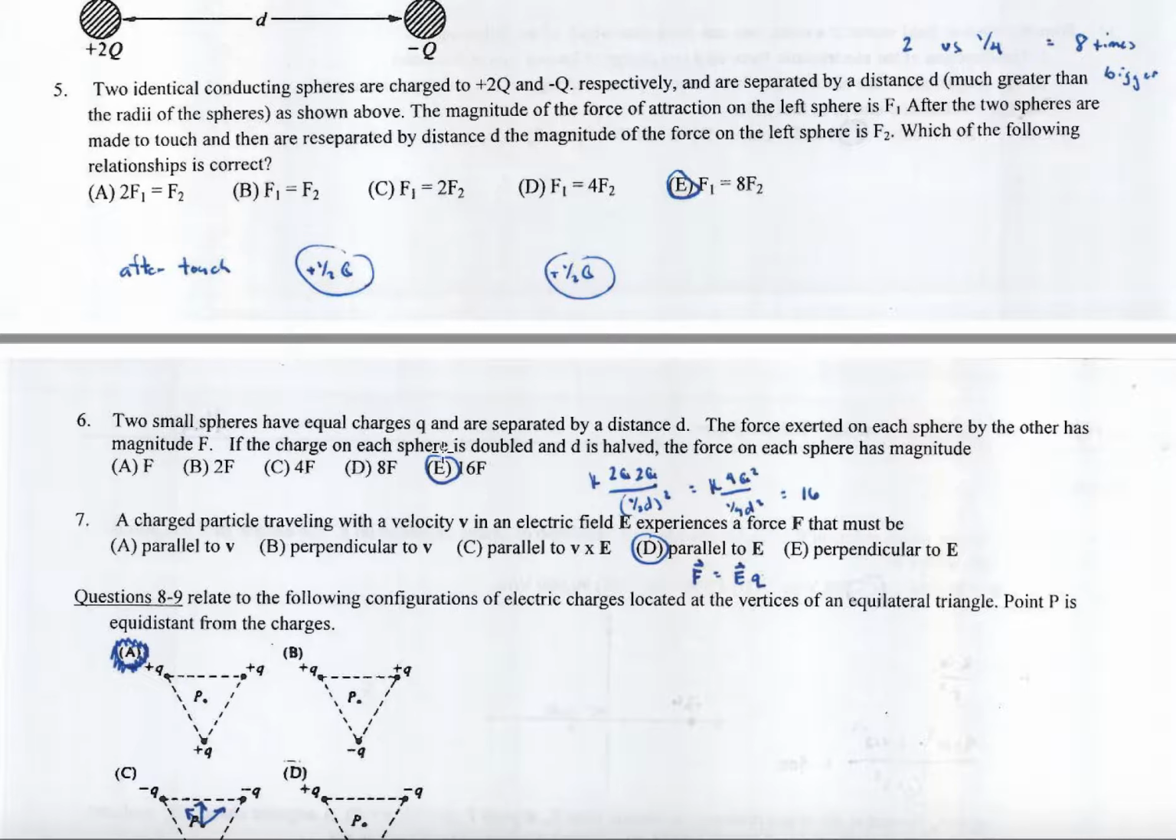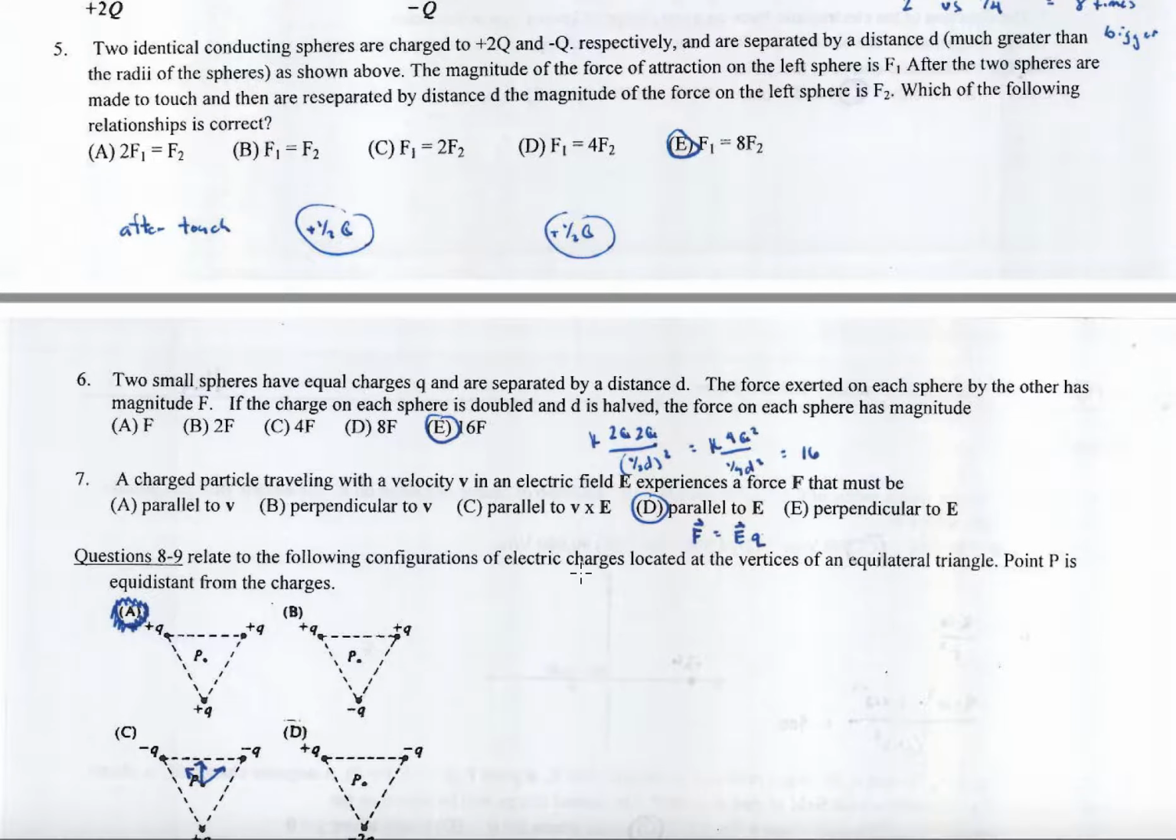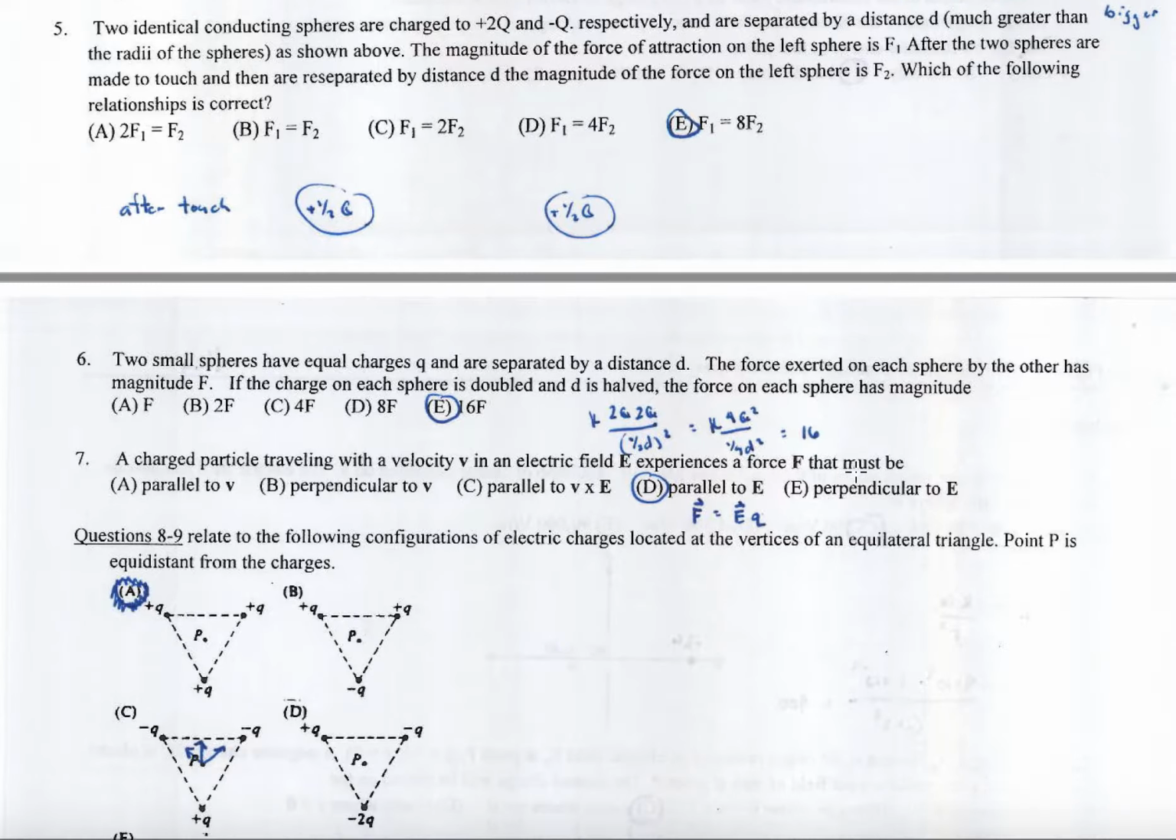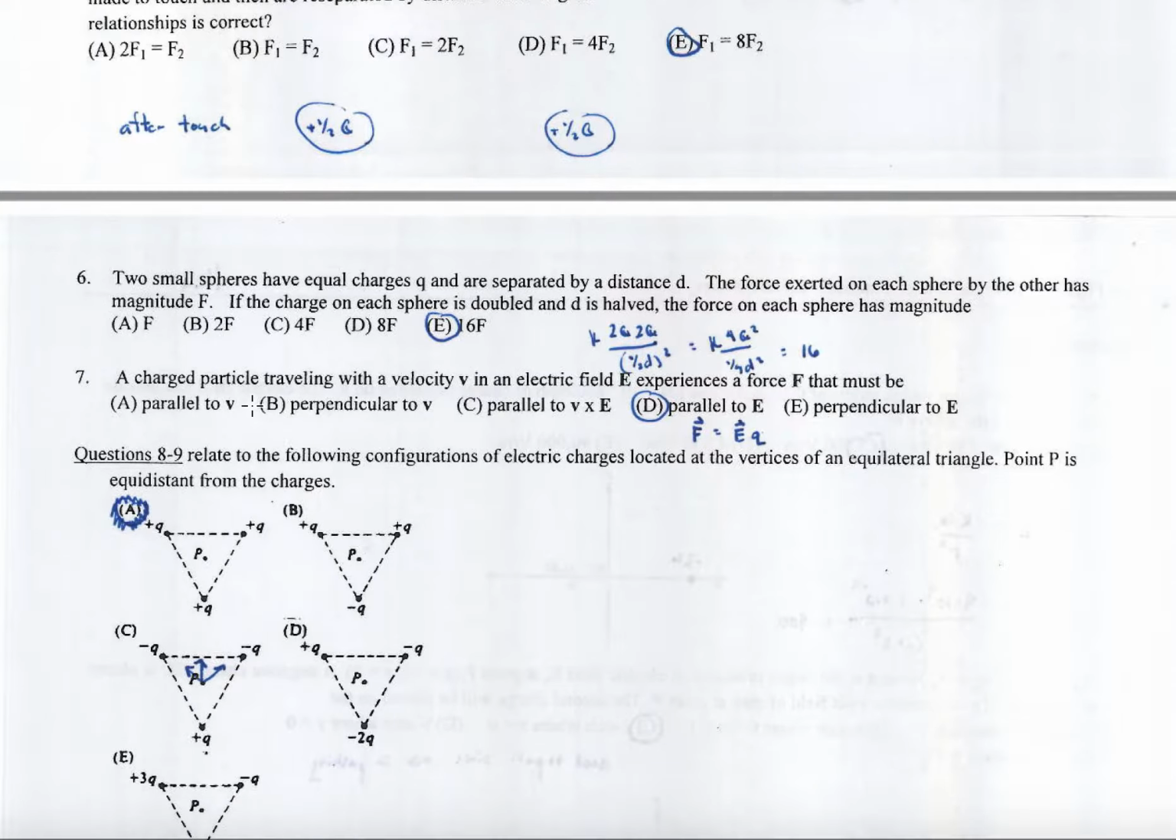The charge on each sphere is doubled and d is halved. Okay. So it's like the doubling, tripling thing, right? If you double the Q's in the numerator, both of them, you create a factor of 4, but then the distance is squared and then you halved it. So halving the distance, squaring that makes a 4th, but that's a 1/4 in the denominator, which really makes it 16 times bigger.